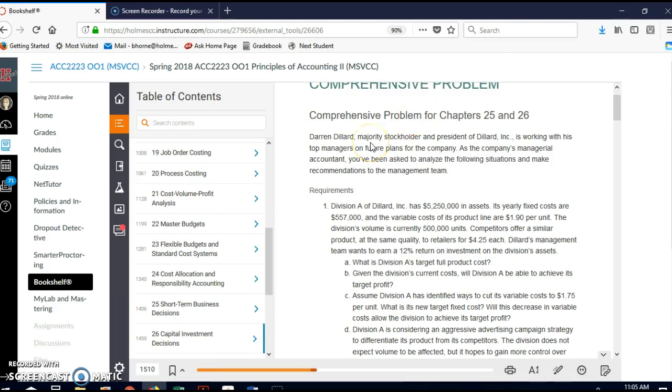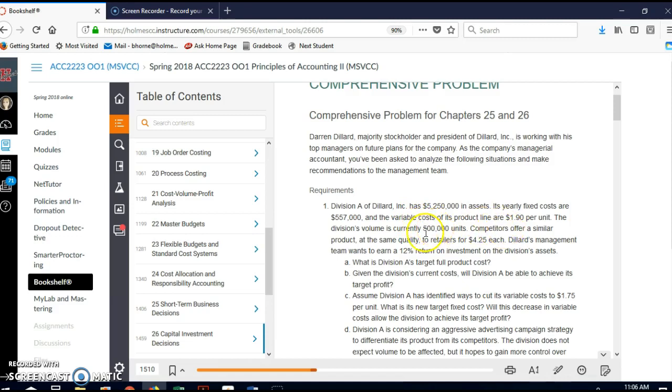And we see that Darren Dillard, a majority stockholder and president, is working with his top managers on future plans for the company. As the company's managerial accountant, you've been asked to analyze the following situations and make recommendations to the management team. So we see that Division A of Dillard has $5,250,000 in assets. The fixed costs for the year are $557,000, and the variable costs are $190 per unit. And the current volume is 500,000 units.